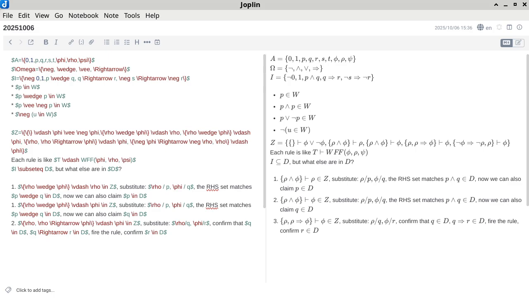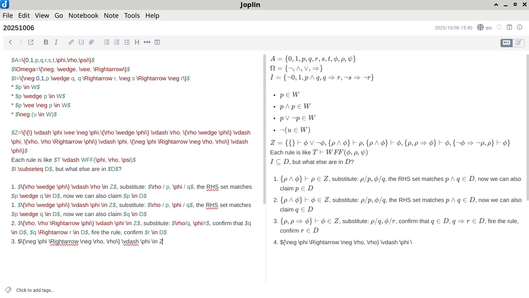Okay, so what else can we do about this whole thing? Well, we have this rule here that we do not seem to have used yet. So let's try that one. That rule is the negation of phi implies the negation of rho. That's one well-formed formula. And then rho by itself is another well-formed formula. If we can find a match like that, then we can say, oh, we can now confirm that phi by itself is also going to be in D.